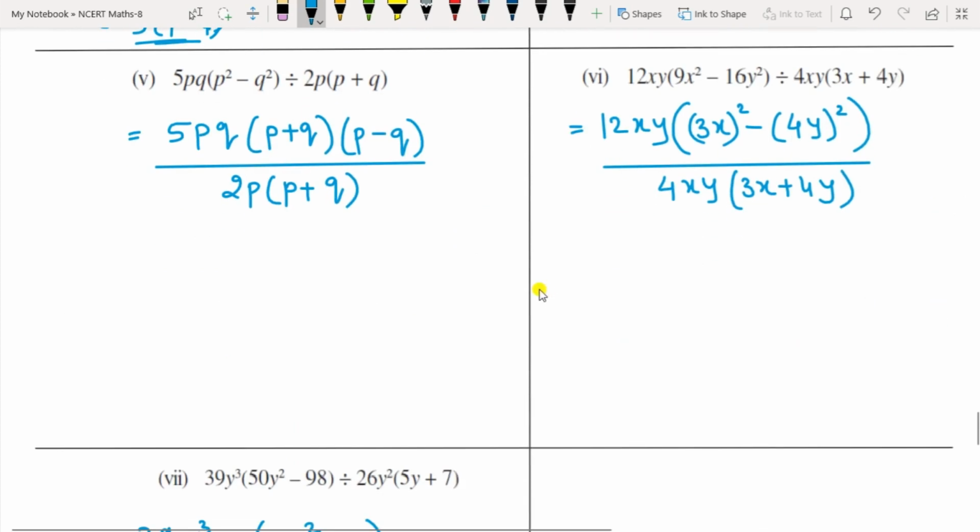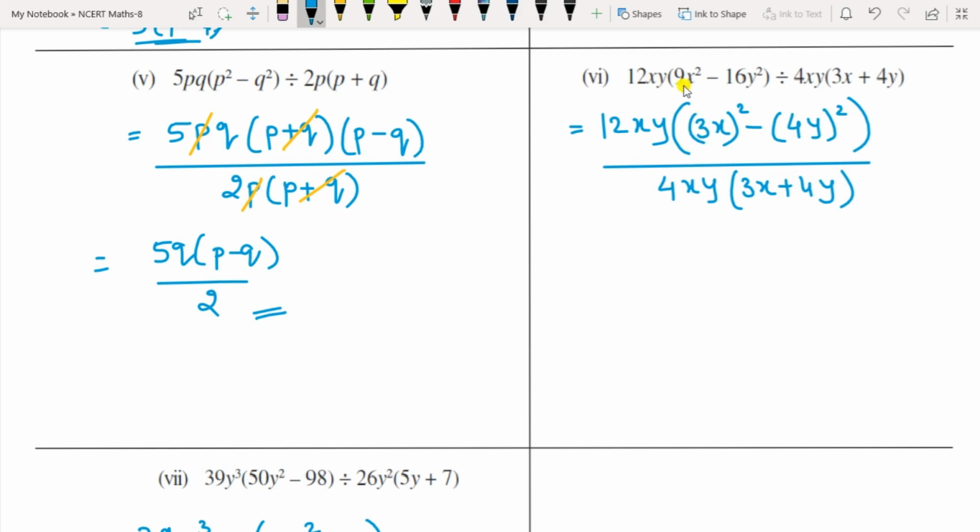This one, here also you can first cancel. P and P will get cancelled. P plus Q will get cancelled since it is P square minus Q square. So a square minus b square is a plus b, a minus b. And now the remaining is 5Q, P minus Q, the whole upon 2. Now here no further expansion we can do. So this is the answer.